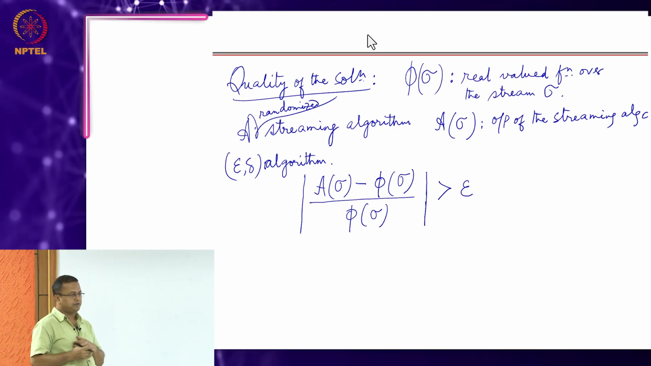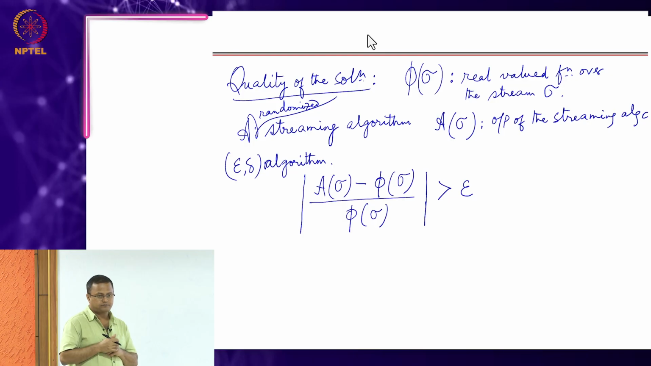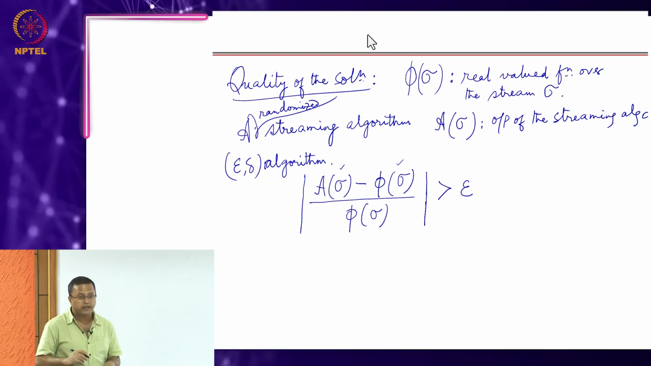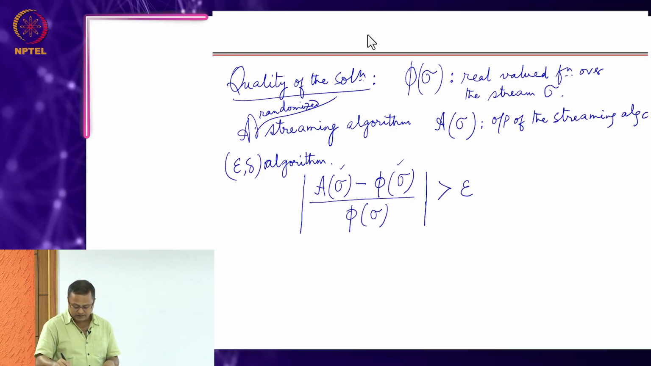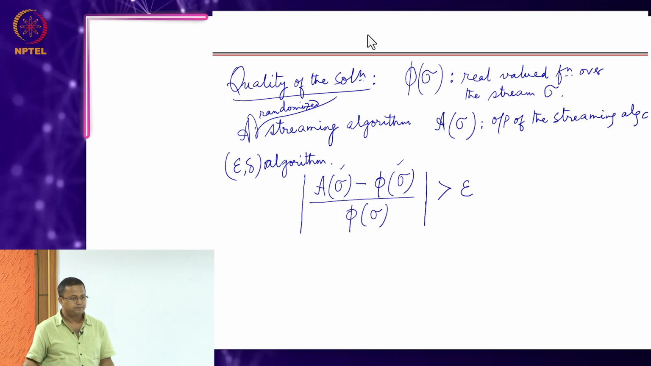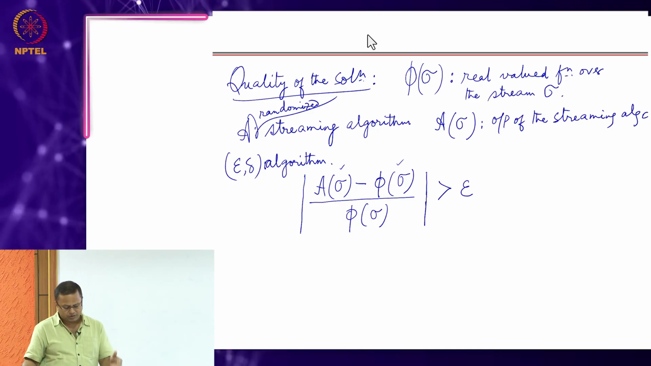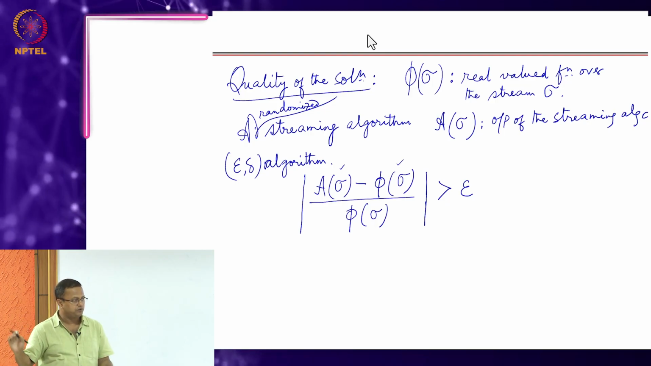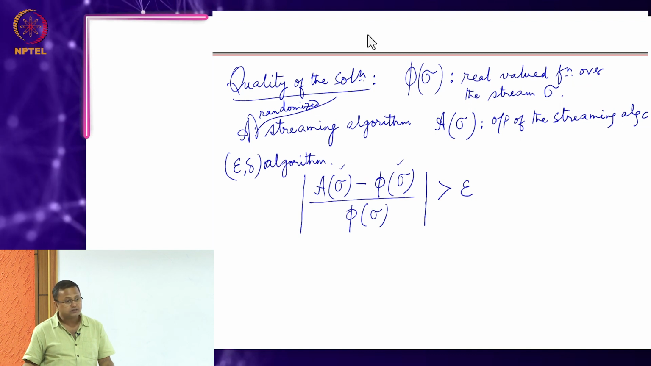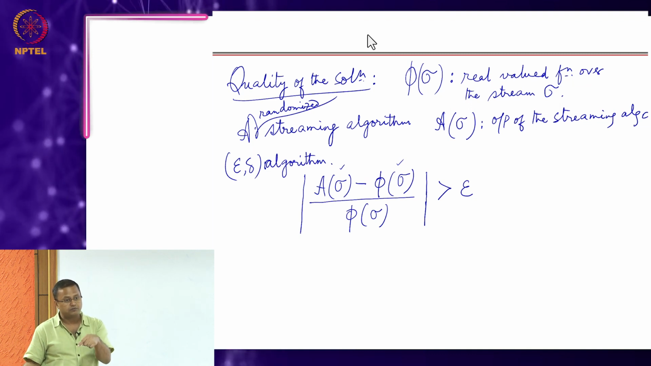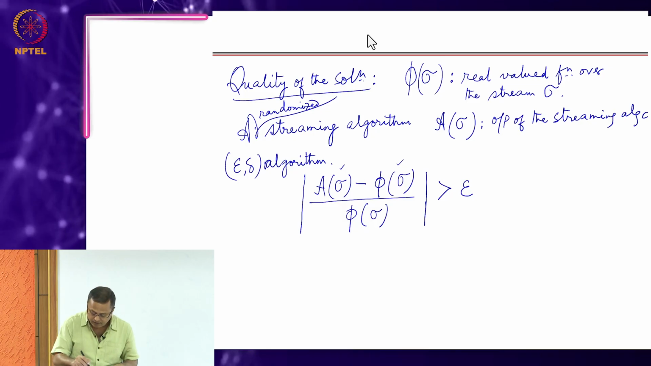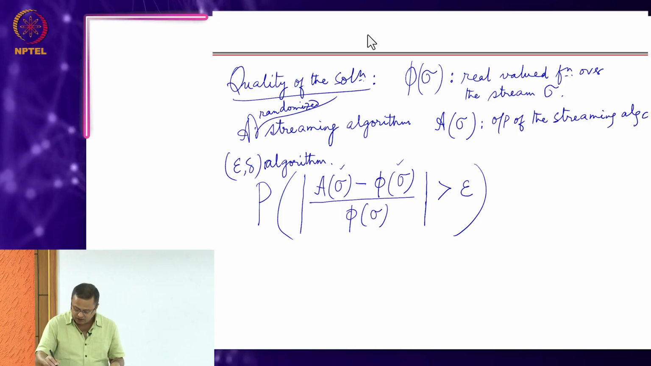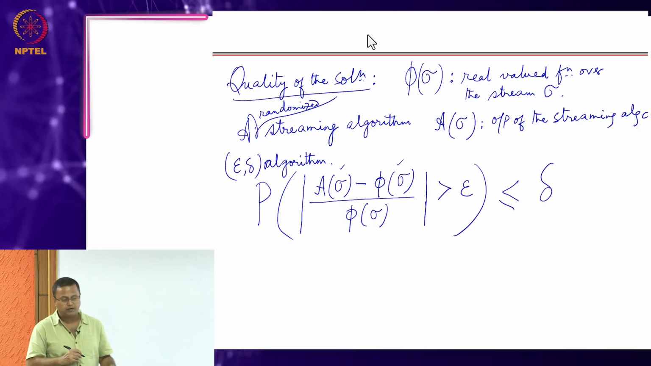So, this is the error. So, this is what my algorithm gives, this is what the exact value was, and the difference is greater than an error parameter. So, you can think of this as A sigma minus phi sigma greater than or equal to epsilon into phi sigma. What is this delta now? These are randomized algorithms, right. So, I would say the probability of this is bounded by delta.